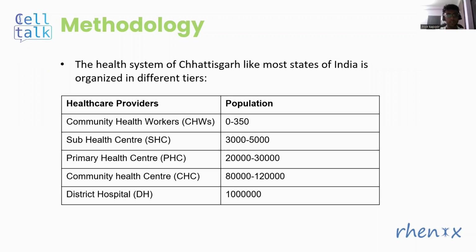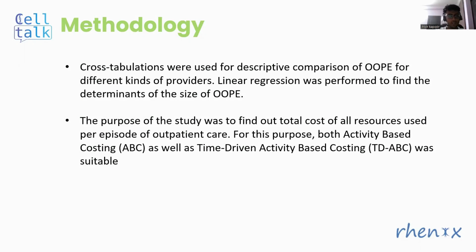Then there are community health workers, looking at an average population around 350, who are paid by the government. For each of the 5 districts covered in the household survey, 1 DH, 3 CHCs, 4 PHCs, 5 sub centers, and 10 CHWs were selected randomly for this facility survey. Cross tabulation was used for descriptive analysis of OOPE of different kinds of providers. Linear regression was performed to find the determinants of the size of the OOPE. The purpose of the study was to find out the total cost of resources used per episode of outpatient care. For this purpose, both activity-based costing as well as time-driven activity-based costing was used.